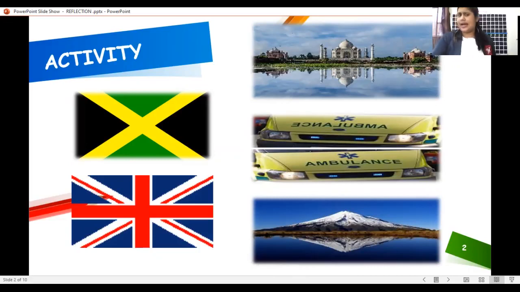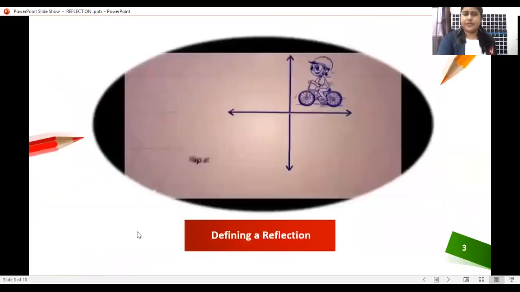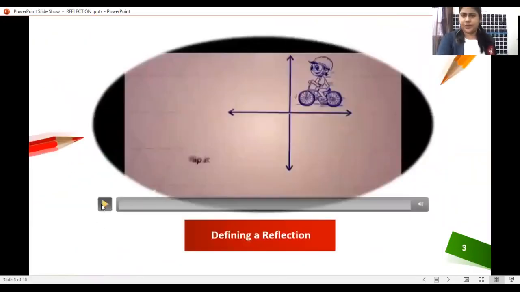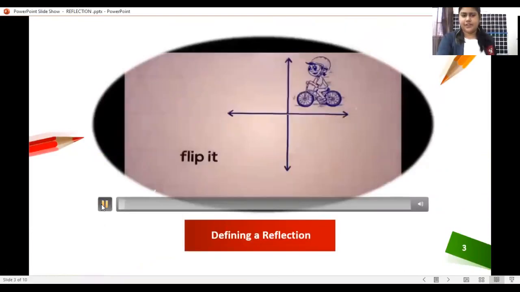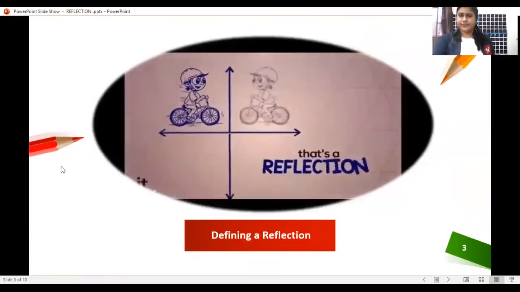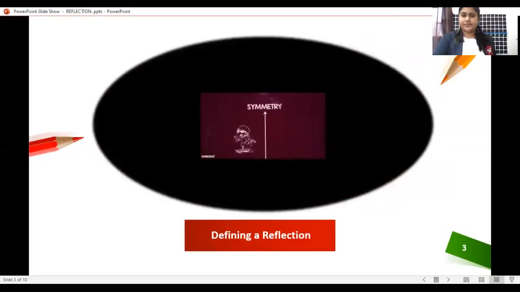But before we do that, do you know what is the reflection? Let us find out what is the reflection before we do this activity, all right? Look at this mini vid. That's the reflection. Let's talk about symmetry, okay? Flip the shape, what's the first one? Symmetry.